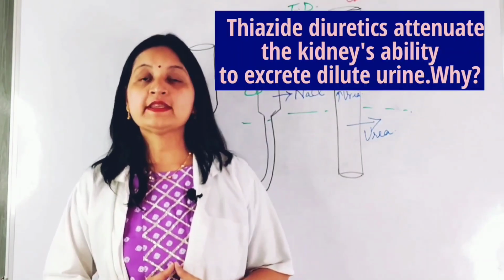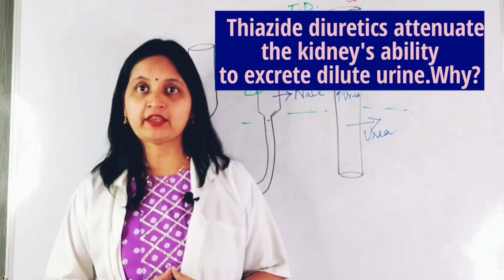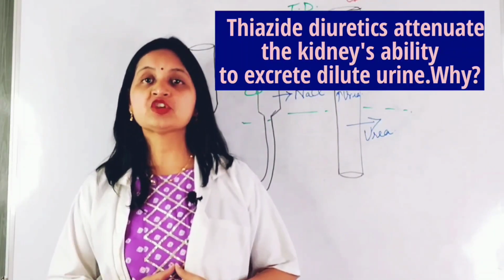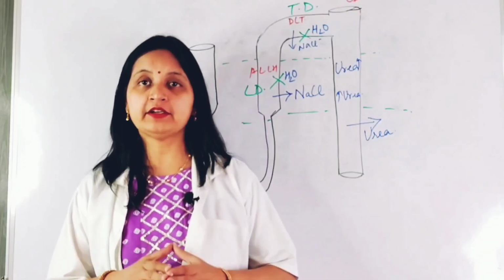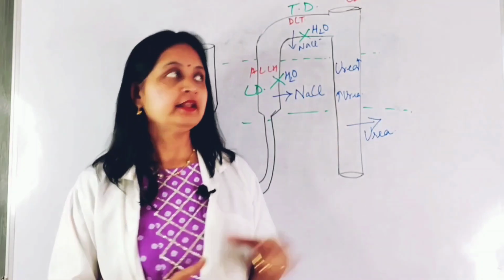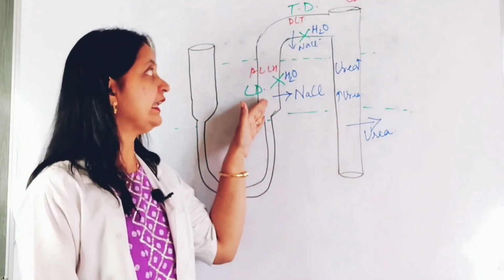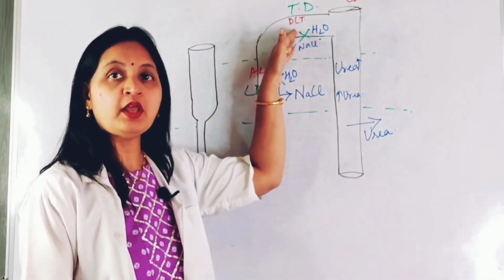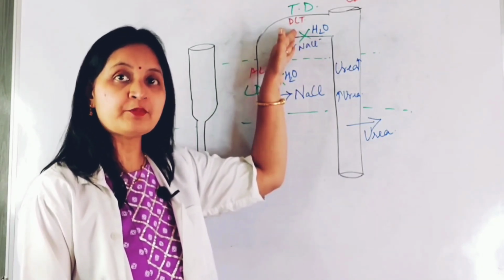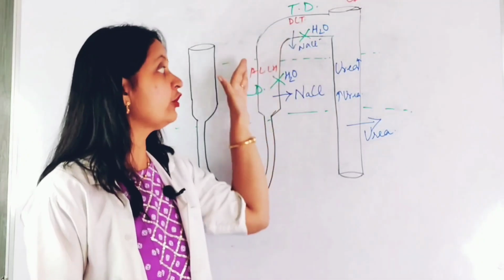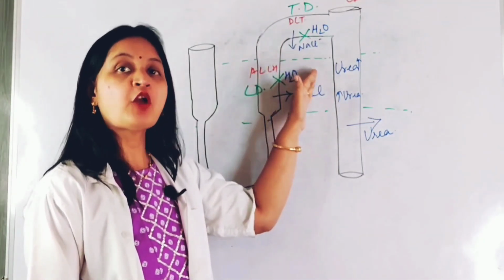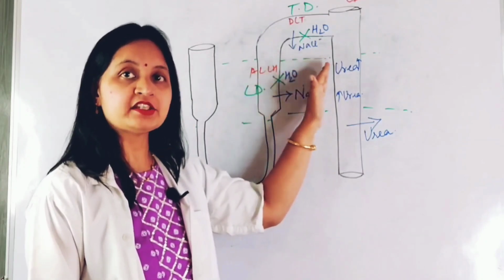The thiazide diuretics attenuate the kidney's ability to excrete dilute urine during water diuresis. This action is similar to that of loop diuretics. So let's see the mechanism responsible for this effect. The ascending limb of the loop of Henle and the distal convoluted tubule are impermeable to water. So they do not cause water reabsorption, but they cause increased reabsorption of solutes, that is sodium and chloride, from the tubular lumen into the interstitium.